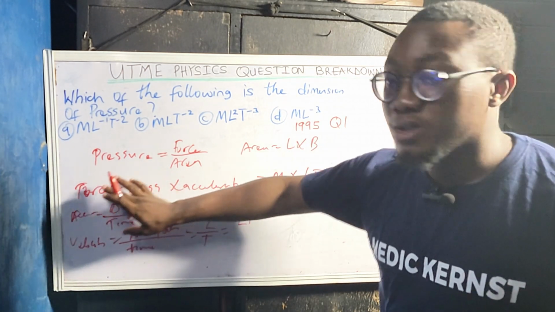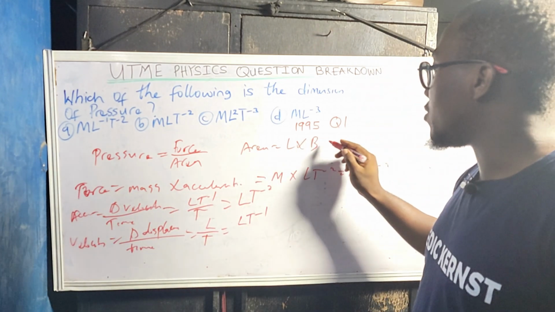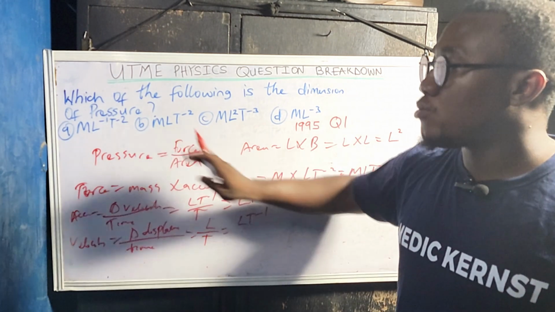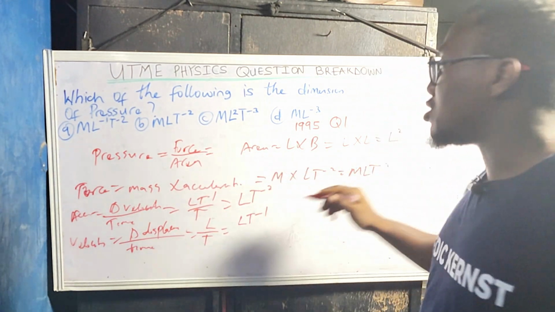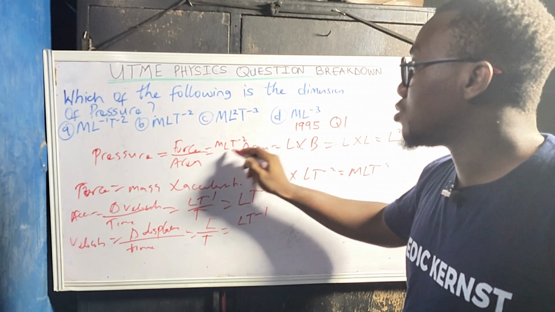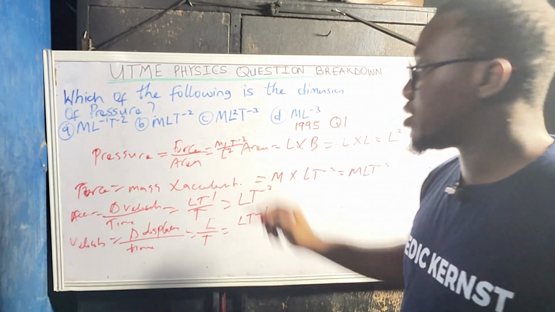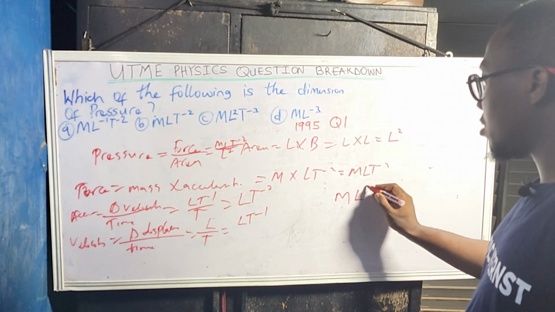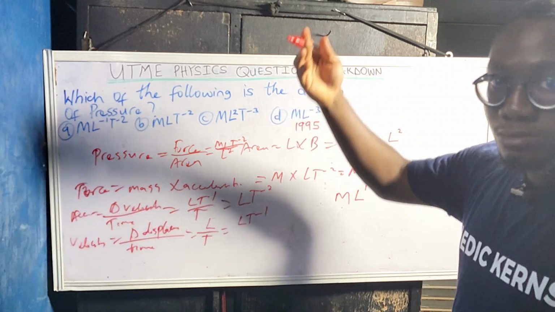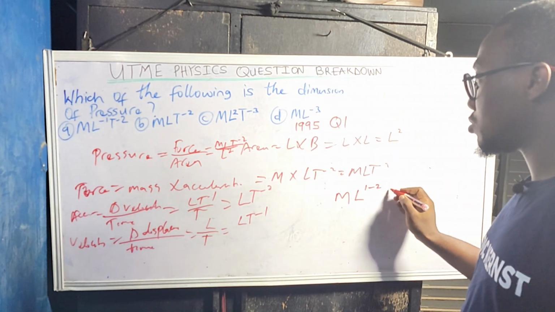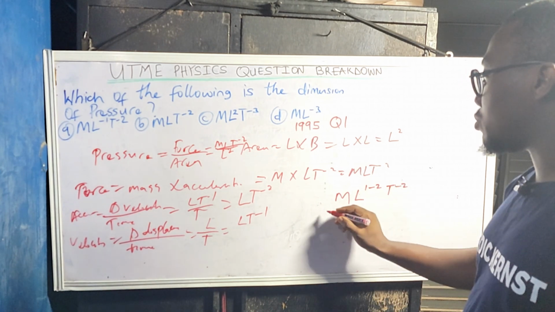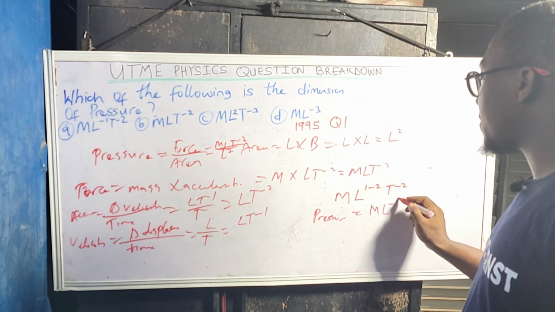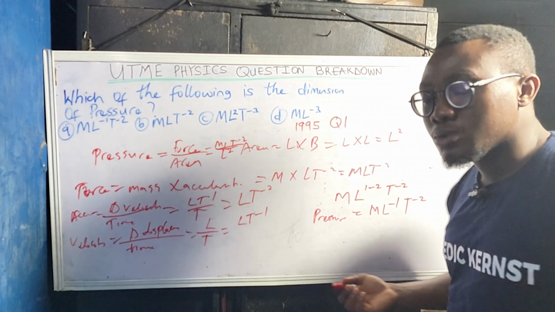So we've calculated for force. Now you go for area, that will be L times L, that will be L squared. So what you're going to do now is come to this formula, using all these things we've calculated: M L T minus 2 all over L squared. When you do the math, you're going to have M L to the power 1, and anytime you have division, you subtract, so minus 2, T minus 2. So the dimension of pressure will be M L minus 1 T to the power minus 2. So that'll be your answer.